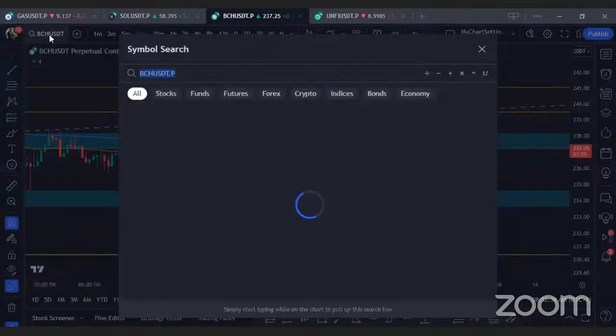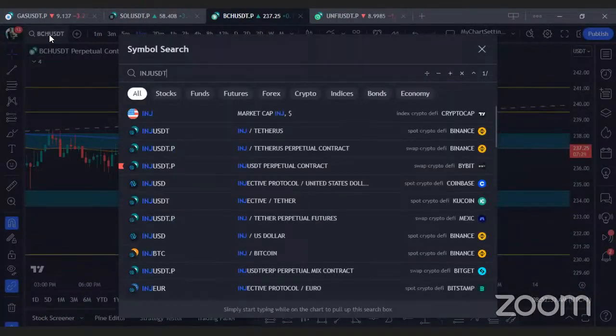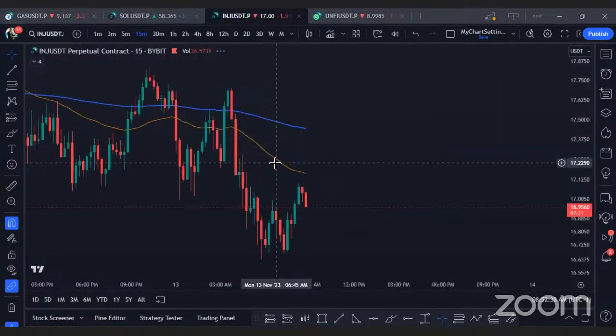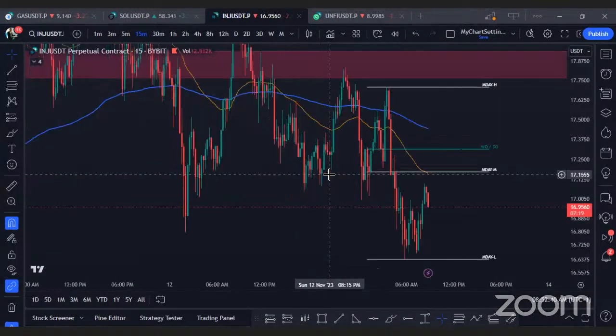So for INJ USDT, let's see. Okay, you said the same developer. Yeah, we'll look at it. We'll look at it and see what is going on with that token.